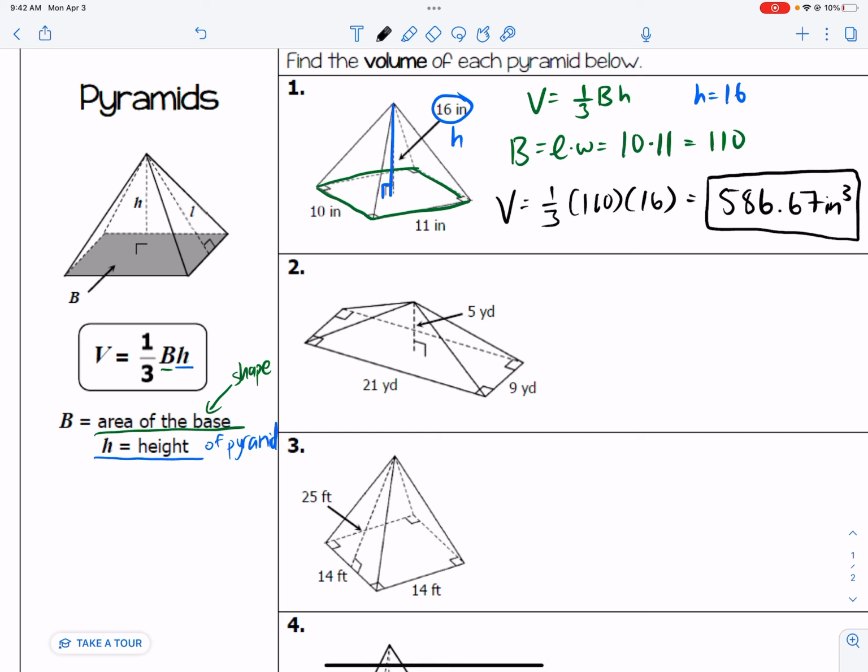Why don't you guys try number 2 and check your answers? The answer for number 2 is 315 yards. Go ahead and try it and check your answers, please. Once you're done trying number 2, let's go to number 3.